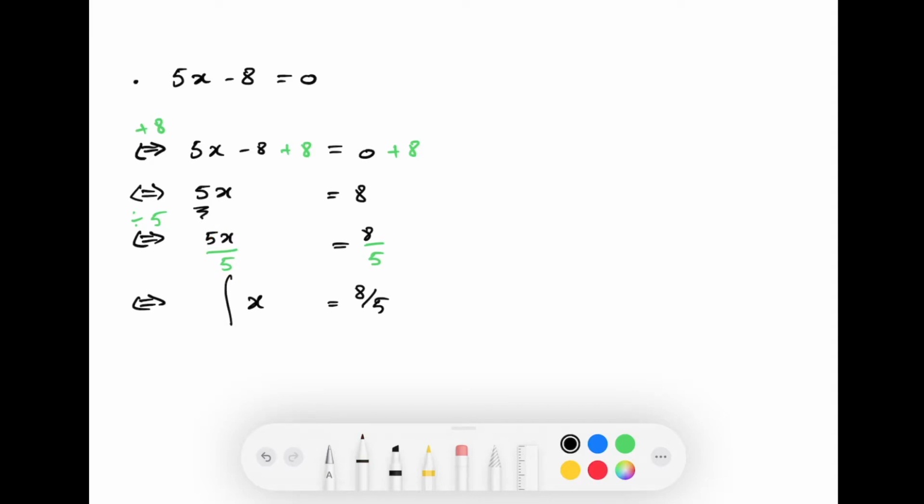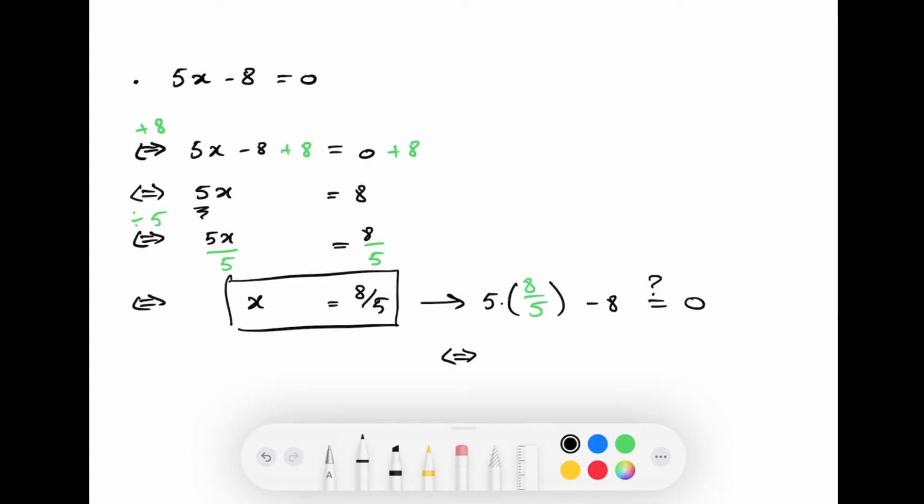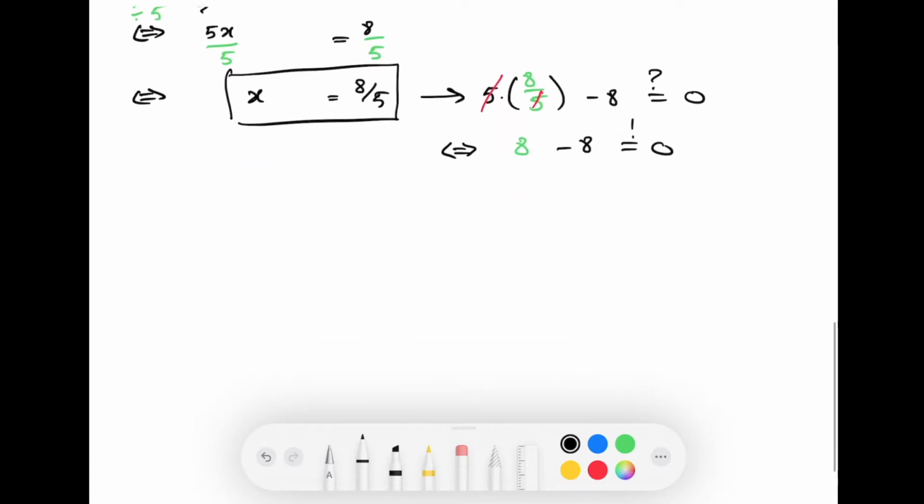So we have our answer, and as should be good practice, we check if we made any mistakes. So we again substitute this in our original problem, which then gives 5 times x will be substituted by 8 divided by 5, minus 8, and this should be 0. Is this 0 indeed? Well, yes, because this 5 cancels out. So we just get 8 minus 8 is indeed equal to 0. So we didn't make any mistakes.